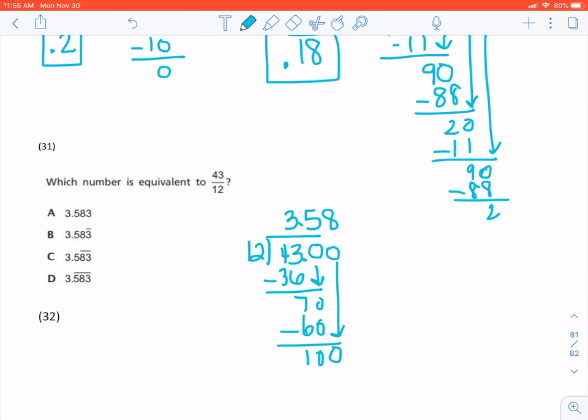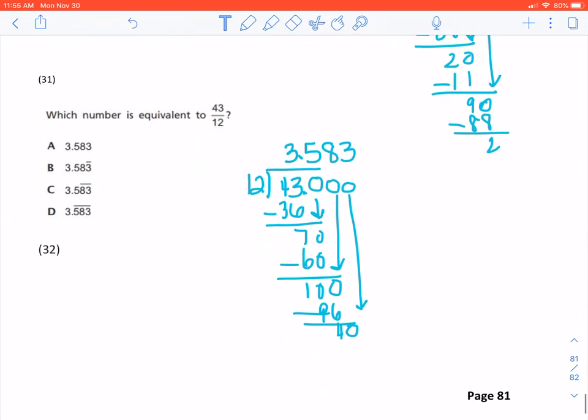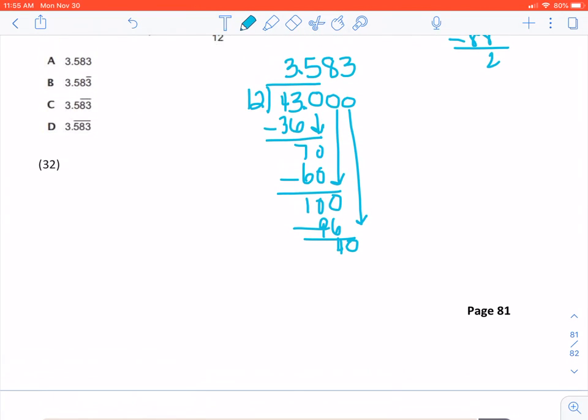12 goes into 100 8 times. So that's 96. When you subtract, you get 4, bring down a 0. Now 12 goes into 40 3 times. Let me move this up so we can keep going. So 3 times 12 is 36. Subtract. We get 4. Bring down a 0.